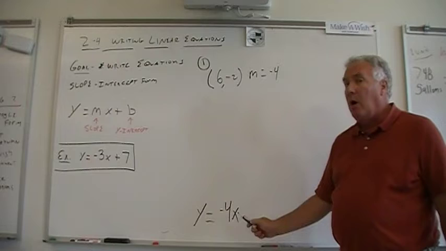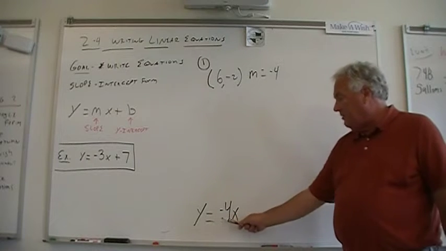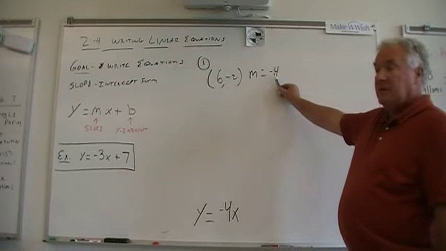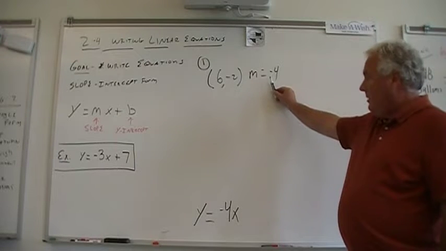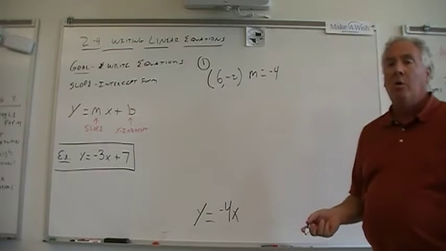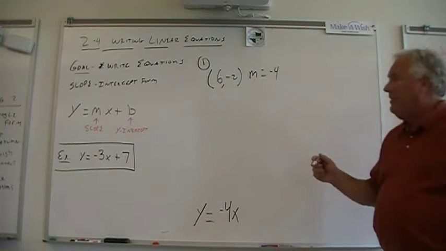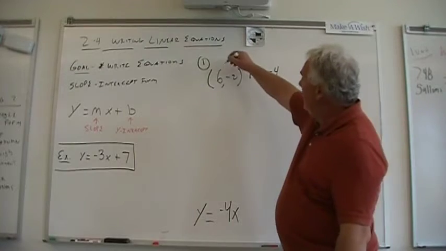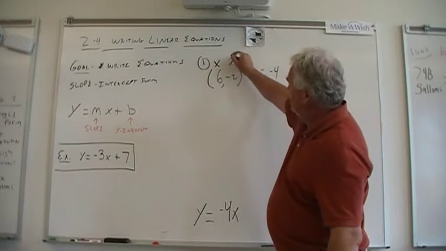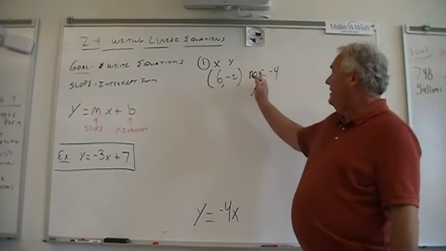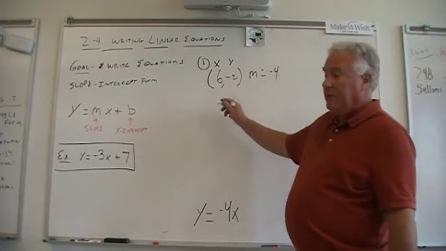I already know a lot of the answer. y equals negative 4x. And the reason I know that is because the slope is negative 4. What don't we know? We don't know the y-intercept. We don't know the b. But we know everything else. We know the slope, we know the x, and we know a y coordinate. So y, x, and m. So substitute those in.